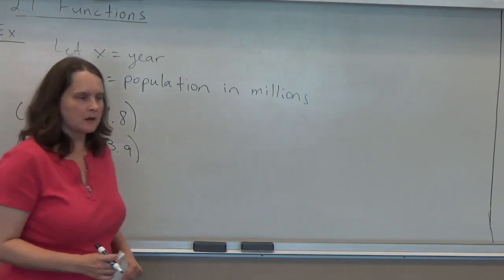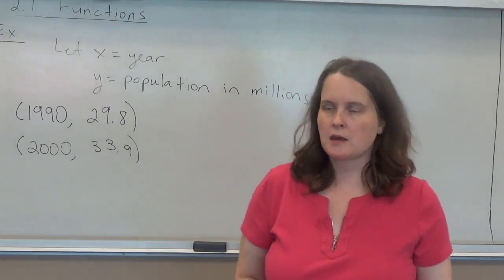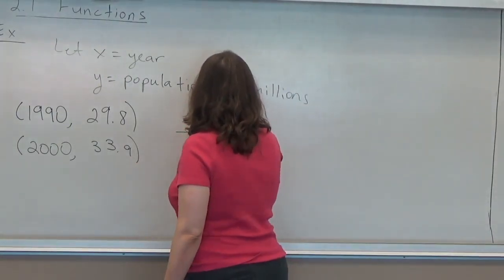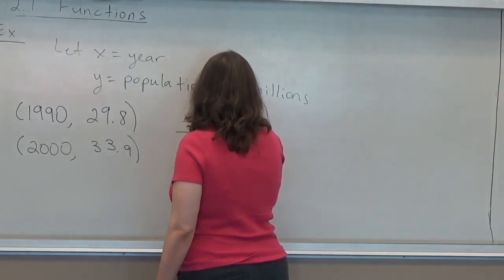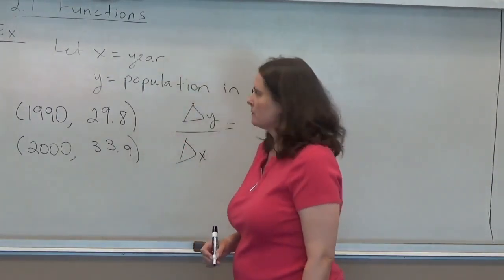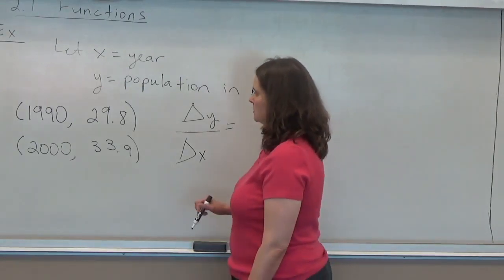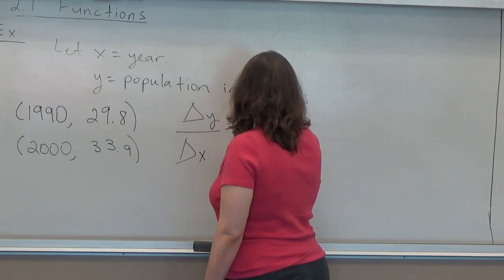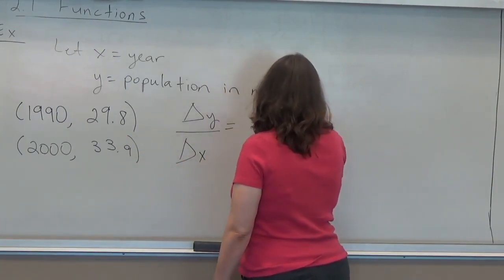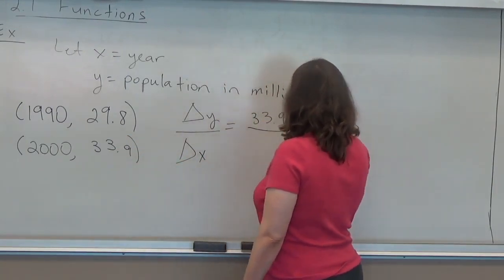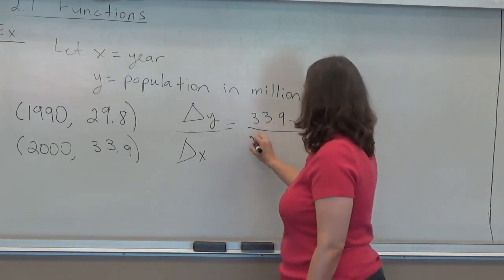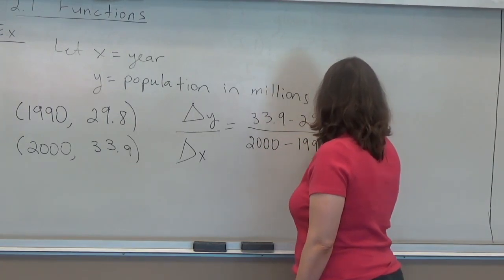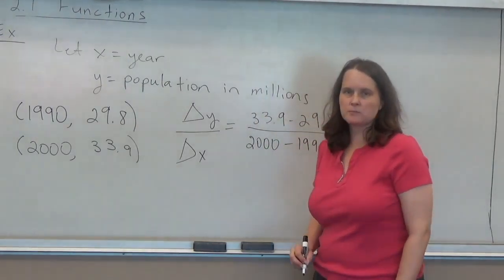With these two ordered pairs, we need to find change in y over change in x. So we want to do delta y over delta x. This is exactly like the slope formula. You're going to subtract the y values. So I'm going to do 33.9 minus 29.8 over 2000 minus 1990. I will let you calculate that, so pause the video again.